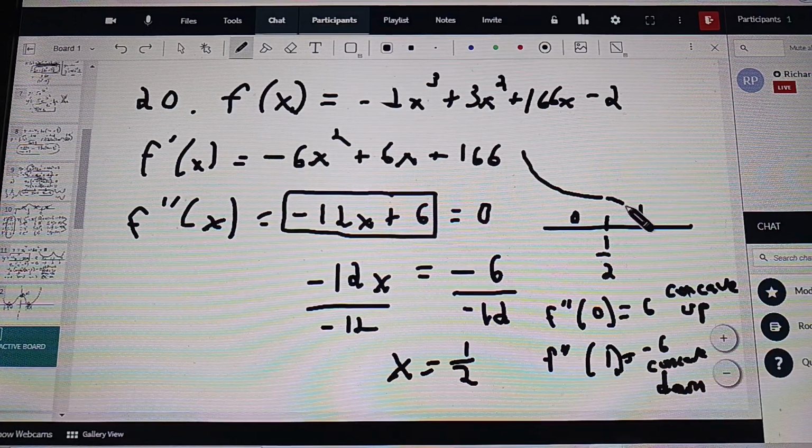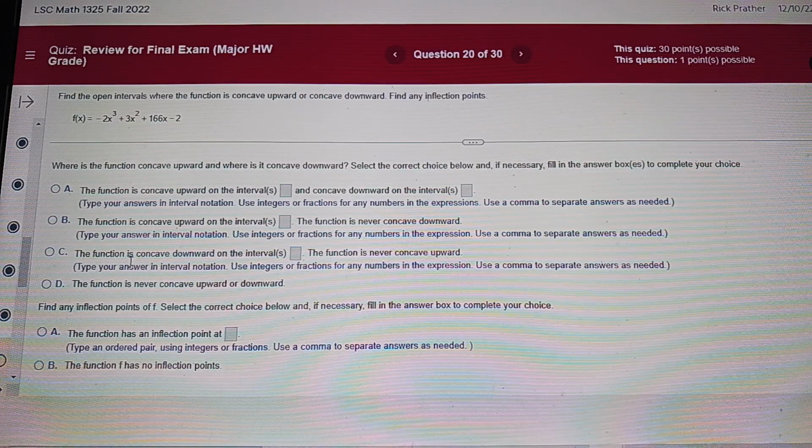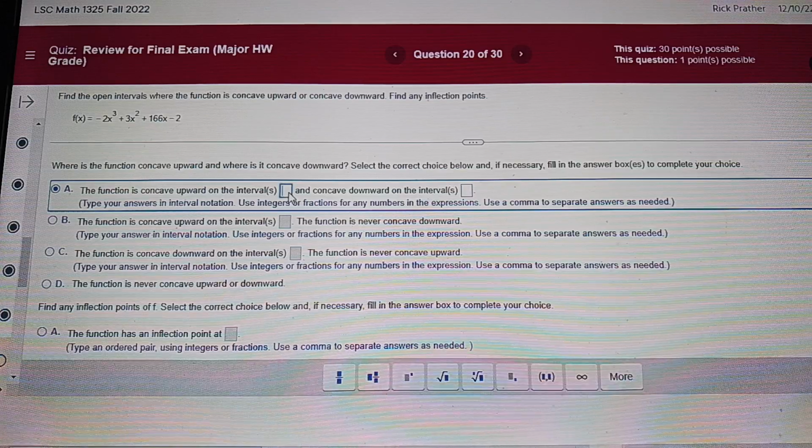So that's going to bend the other way like that, and this is an inflection point then. It's switching from concave up to concave down. And that's all we really care about here. So it's concave up first from negative infinity till a half.